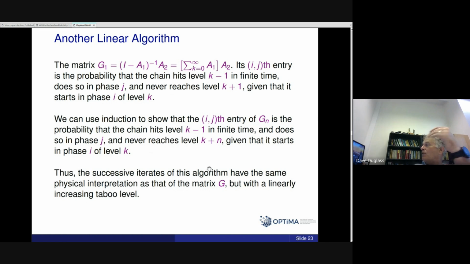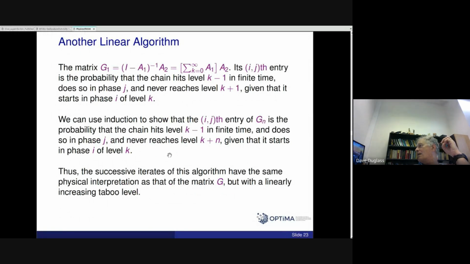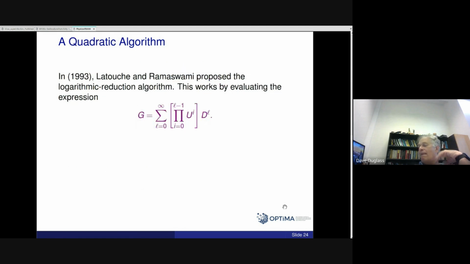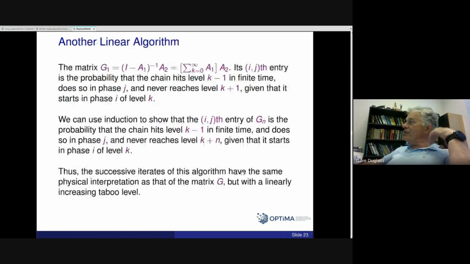So as we go through iterations of this algorithm, what we're actually doing is successively relaxing the taboo level. The successive iterates have the same physical interpretation as the entries of the matrix G, but with a linearly increasing taboo level. So that gives us some insight as to why the algorithm converges linearly, because we're linearly relaxing the taboo level. So I've just talked about a linear algorithm that's basically got a physical interpretation about a successively higher taboo level, but a taboo level that moves up linearly.